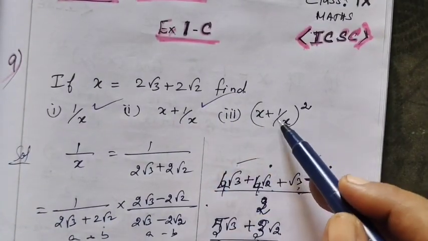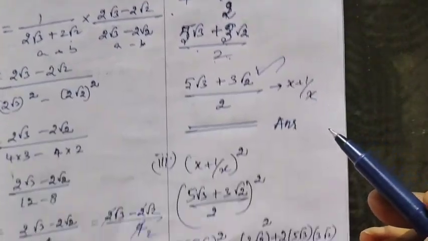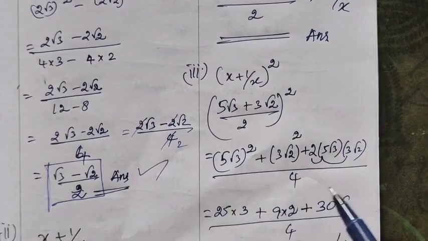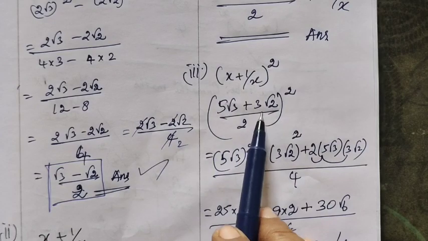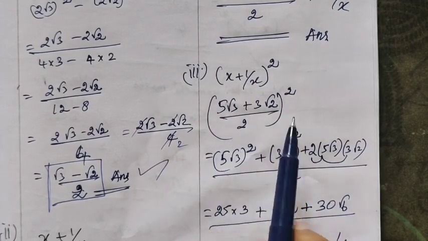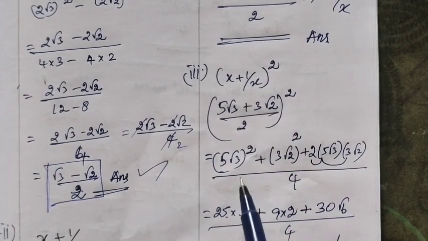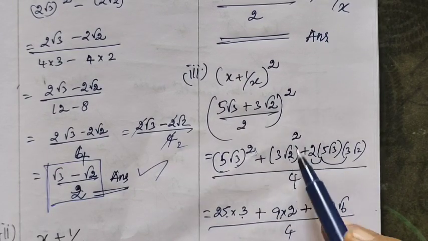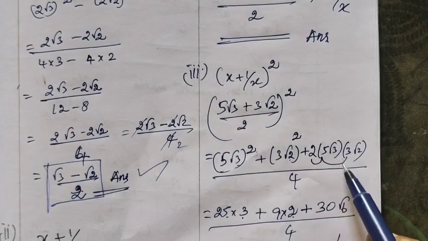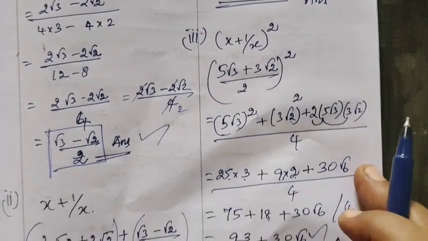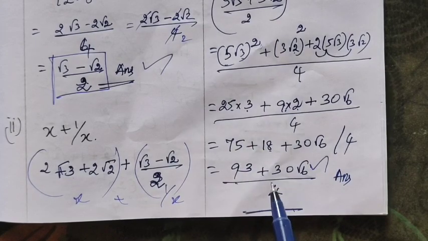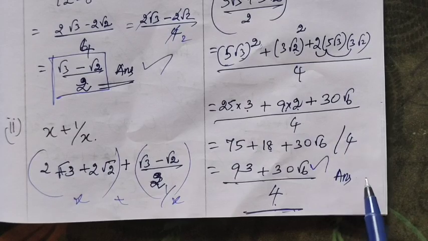So this one over. Next, x plus 1 by x the whole square. You make the square of this. So 2 squared is 4, a squared plus b squared plus 2ab. 5 squared is 25, root 3 squared is 3, 3 squared is 9, root 2 squared is 2. Then 2ab is 30 root 6. Now adding, you are getting 93 plus 30 root 6 by 4. So this is the answer for this.